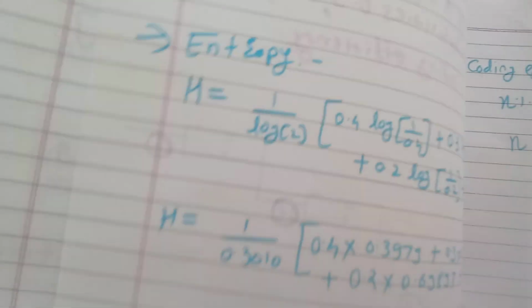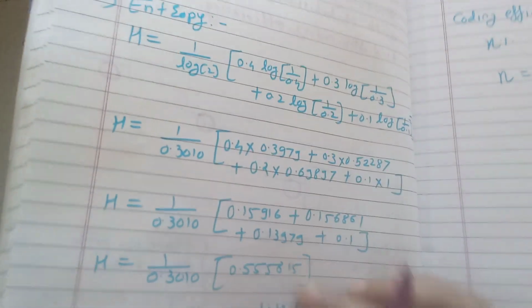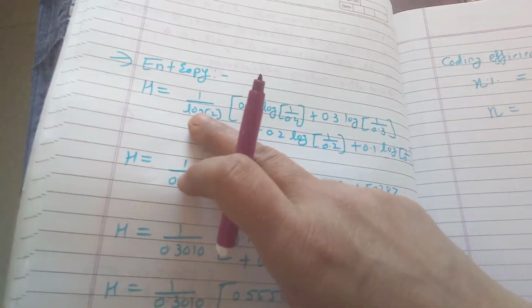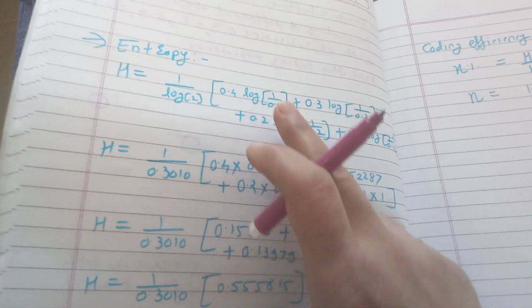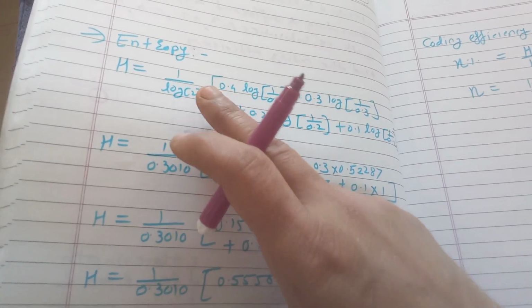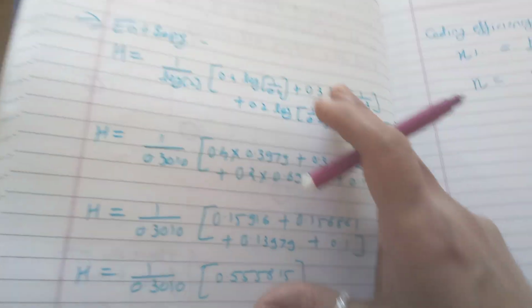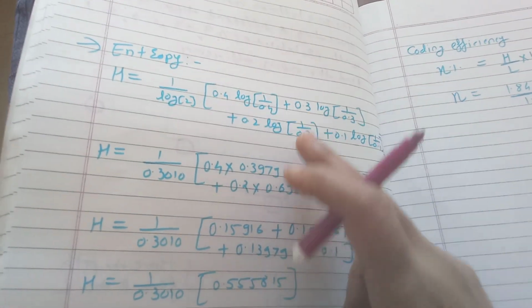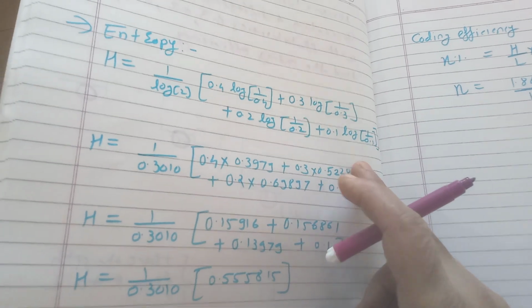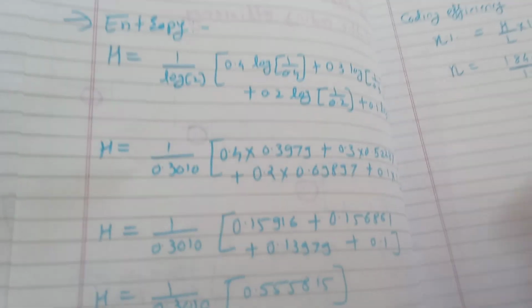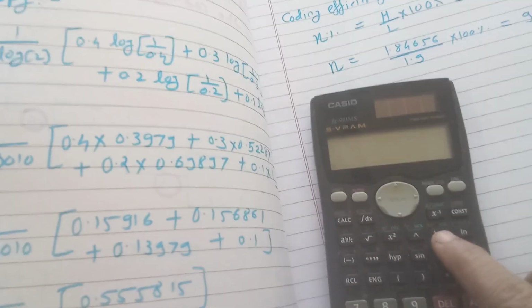After that, the normal procedure: you have to find H, that is the entropy. The entropy formula is 1 by log 2 (log to the base 10) times the sum of probability into log of 1 by probability. So 0.4 log of 1 by 0.4, plus 0.3 log of 1 by 0.3, plus 0.2 log of 1 by 0.2, plus 0.1 log of 1 by 0.1. And this log is log to the base 10 in the calculator. We have solved many problems on this, so you know this one, but still I will show you this log operation.